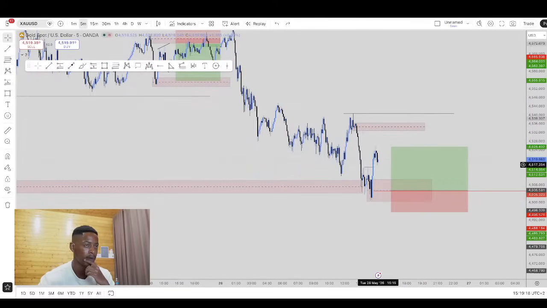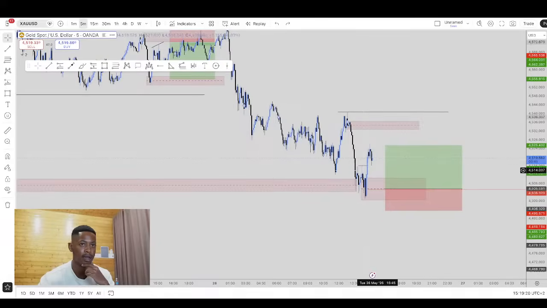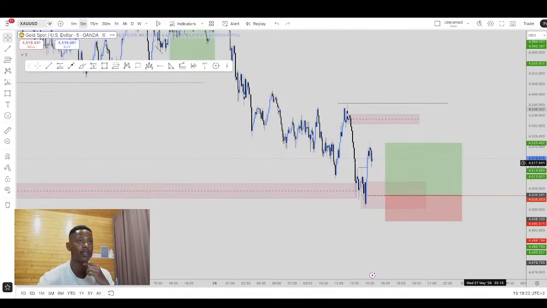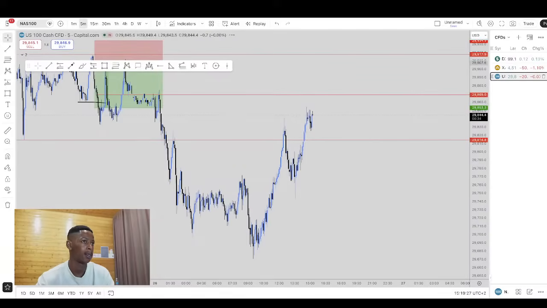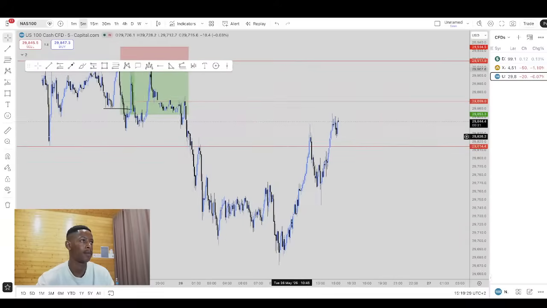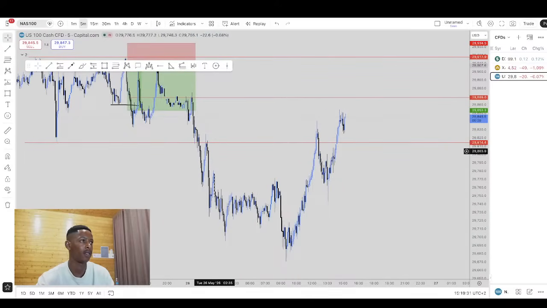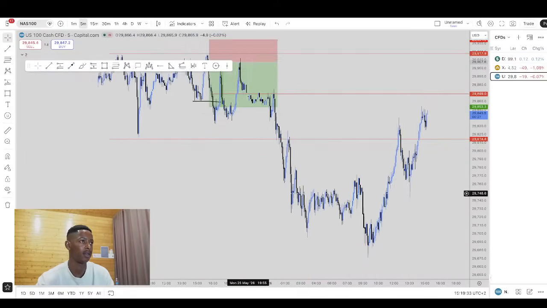So I think this is what I'm looking for right now. Since the market is still cool, let me look at Nasdaq. Okay, so Nasdaq, yes, yesterday we see this big drop that happened here, went all the way down, closed all the gaps that we saw, that we spoke of.